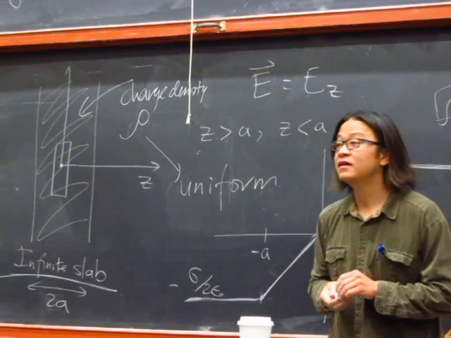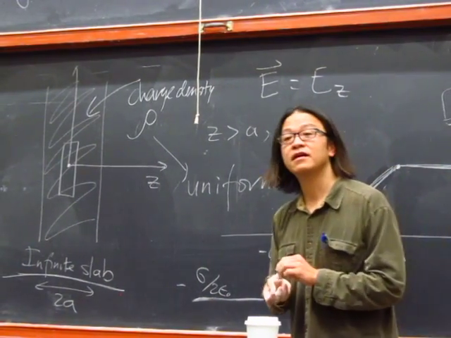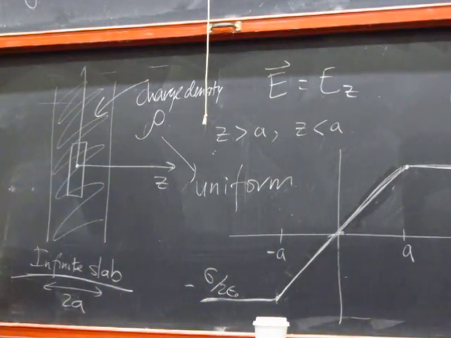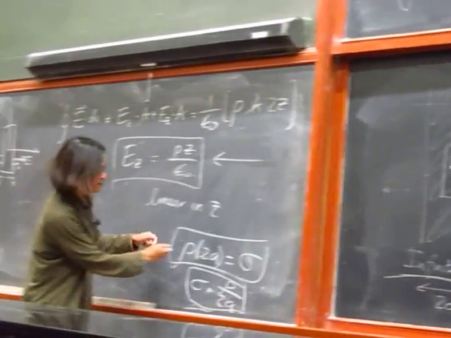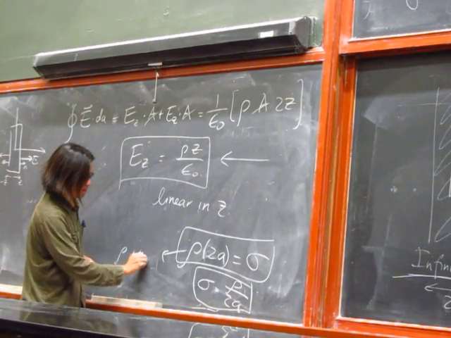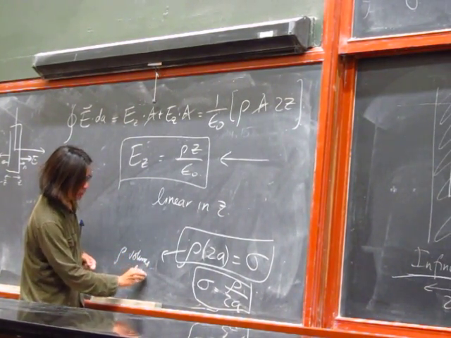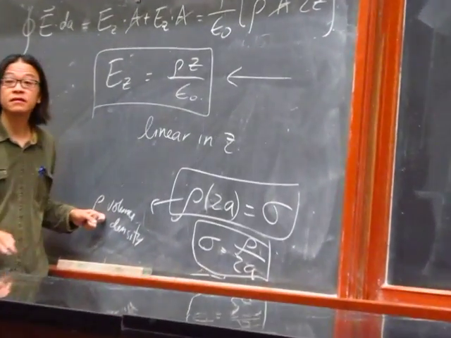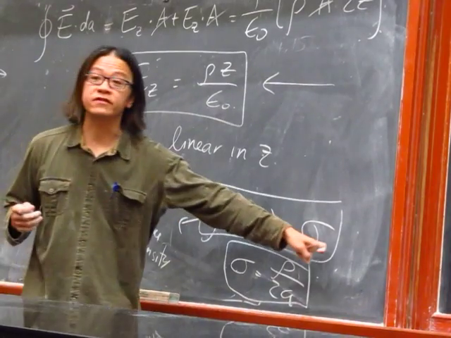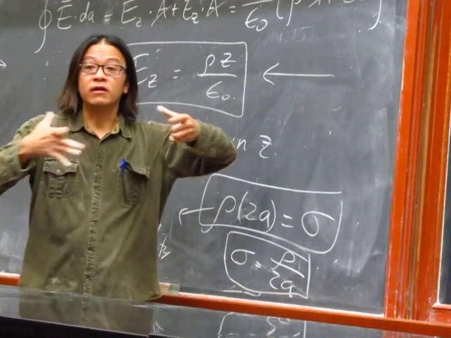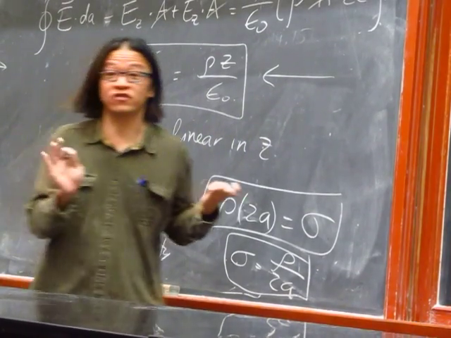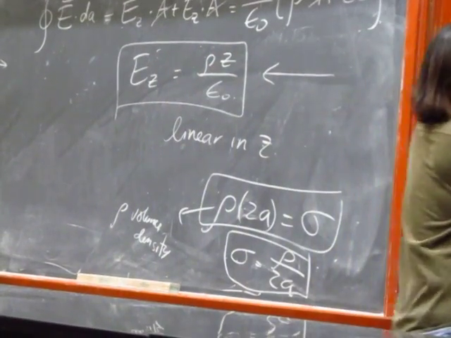Question? Clear? Why did you multiply the density times the thickness? Oh, this is the volume density, right? Rho is the volume density. I want to make a connection between volume density and surface charge density, or area charge density in this case, not surface. There's no surface here, right? Because this is infinite. This is finite thickness.